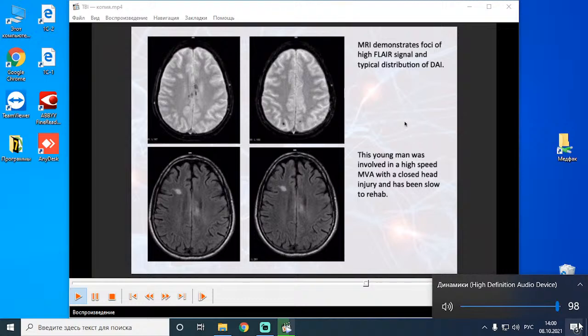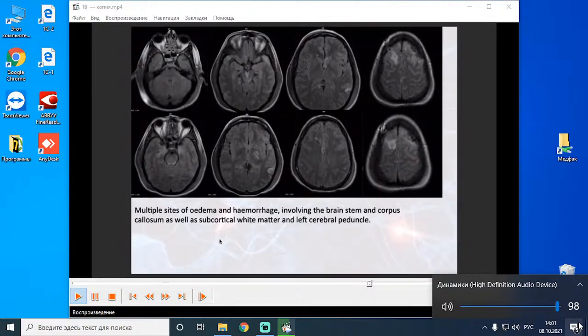This young man was involved in a high-speed MVA with a closed head injury and has been slow to rehab. Here you can see multiple sites of edema and hemorrhage involving the brainstem and corpus callosum, as well as subcortical white matter and left cerebral peduncle. Brainstem, here. Here you can see the sites.